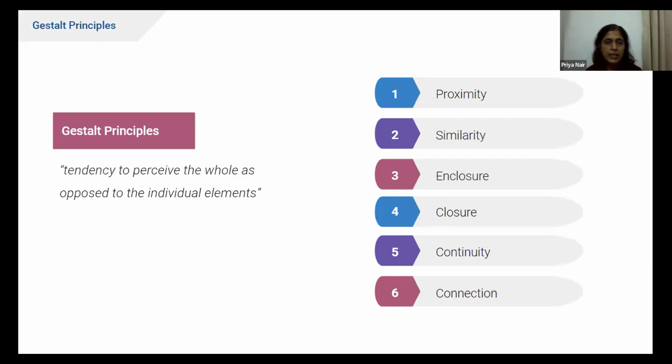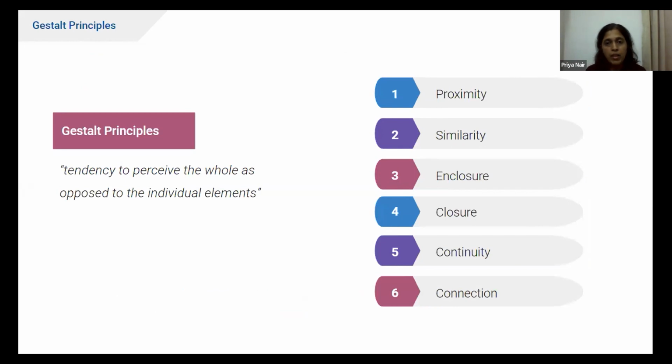Let us look at the Gestalt principle. Now, this principle is about our human tendency to perceive something as a whole, right? Rather than looking at discrete, separate elements, you perceive them as a whole rather than as individual elements. That is what this principle is about.